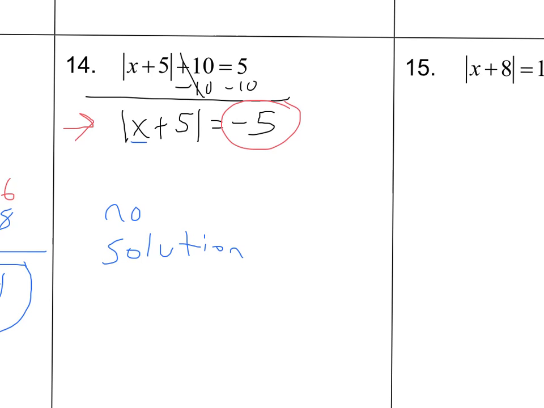And it can also be written in numerical form with a 0 with a slash through it. Either one of these answers, no solution or the 0 with a slash through it, they both mean the exact same thing.